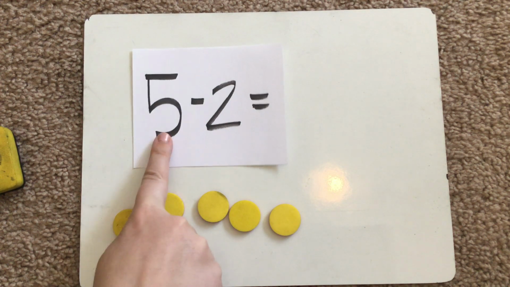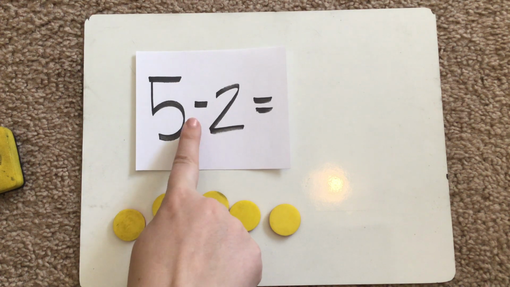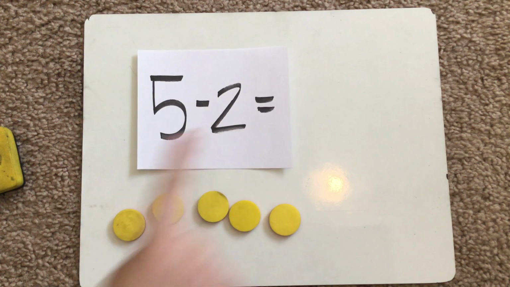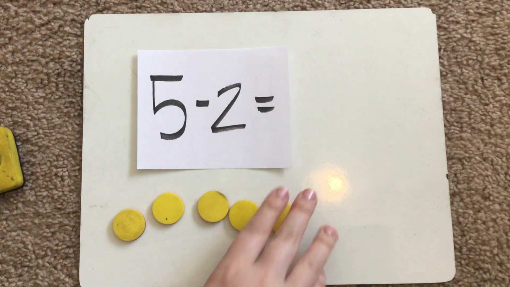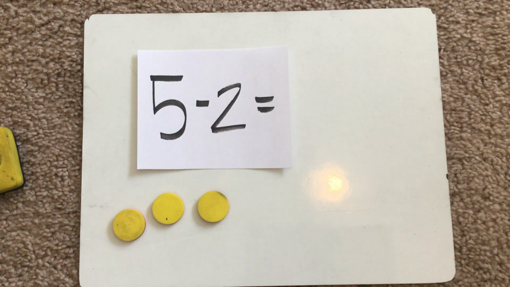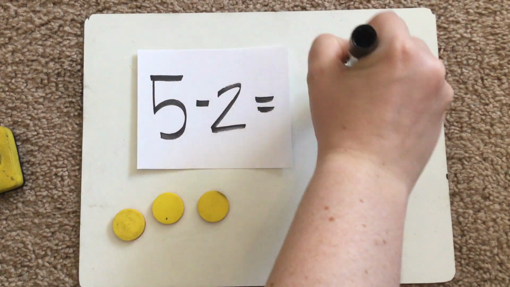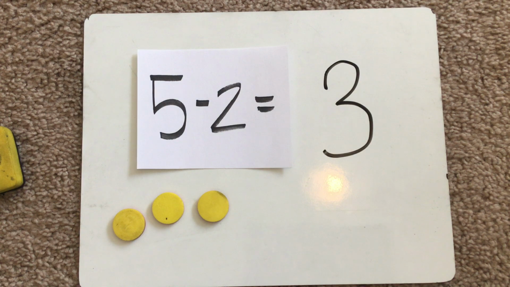My problem says I have 5 minus or take away 2. So I'm going to take 2 of my counting chips away. 1, 2. And I want you to think about how many chips do I have left? I have 3 left. So 5 minus 2 equals 3. Great job. Let's do one more with our counting chips, and then I'll show you something else that you can use to do these problems.